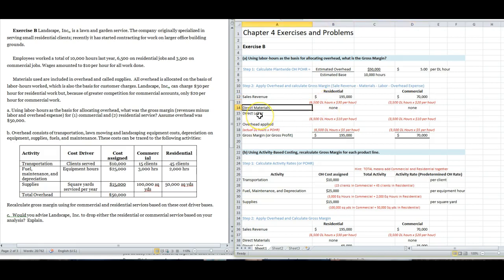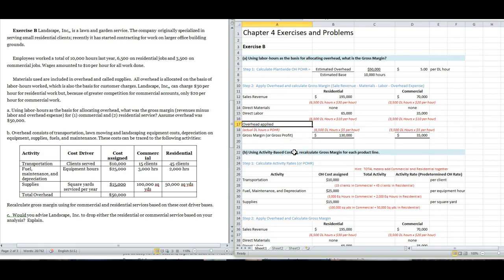With direct materials, there are none for this particular company. We could have excluded it. I wanted to include it so that you didn't look at a later problem and wonder why we didn't have materials in that problem. So I'm going to go ahead and make a notation that there are none, just so that we remember direct materials needs to be part of this calculation. For direct labor, it said in this second paragraph that wages were $10 per hour. So again, we're taking the direct labor hours times $10. For residential, it was 6,500, and for commercial, it was 3,500.